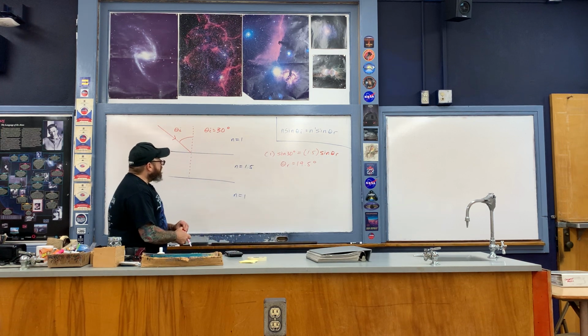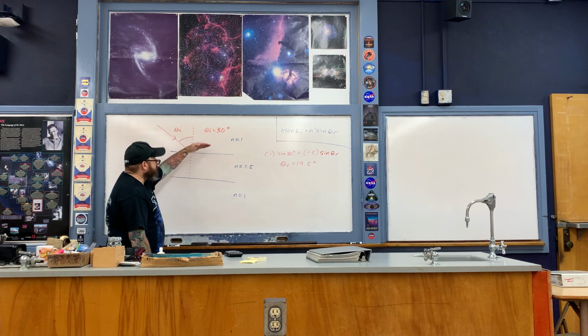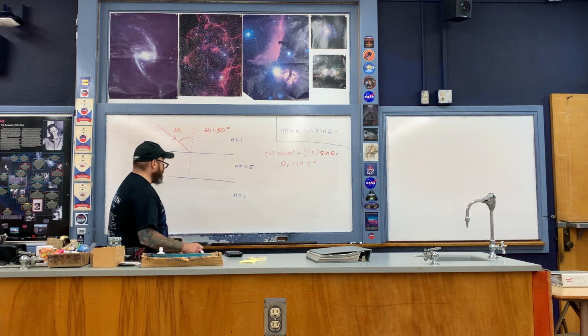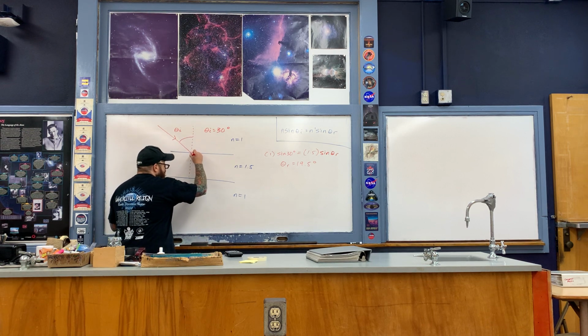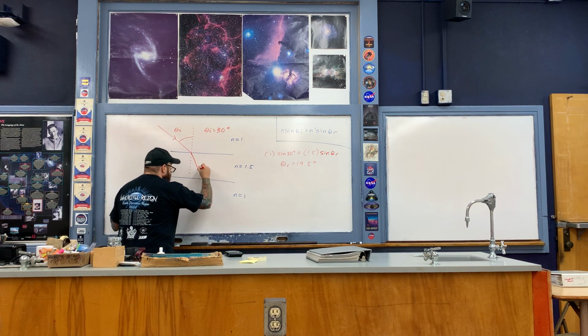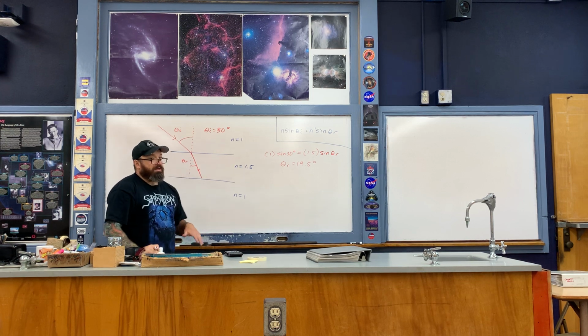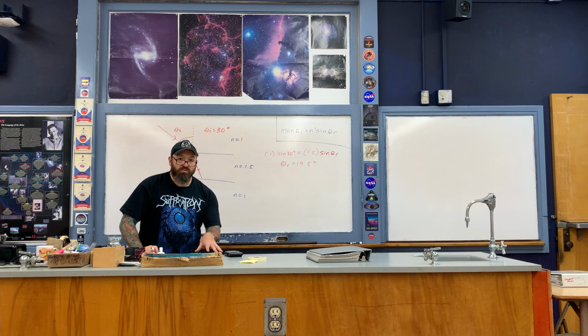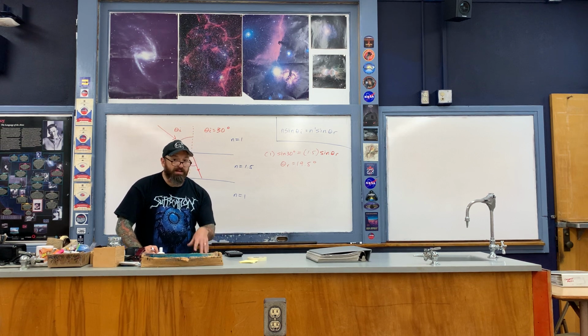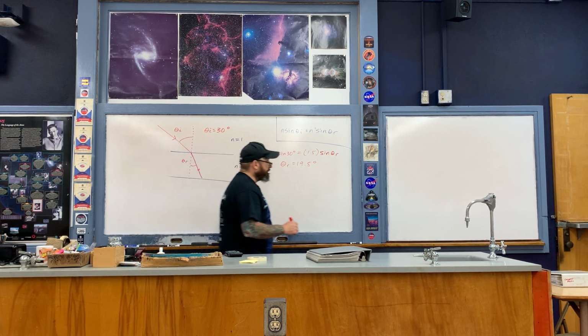Okay, so therefore, when light slows down as it passes from air to glass, the refracted angle is less than the incident angle. So the refracted light ray looks like this. Right here is the angle of refraction. And this illustrates one of the basic rules for refracting light rays and drawing them as you go.